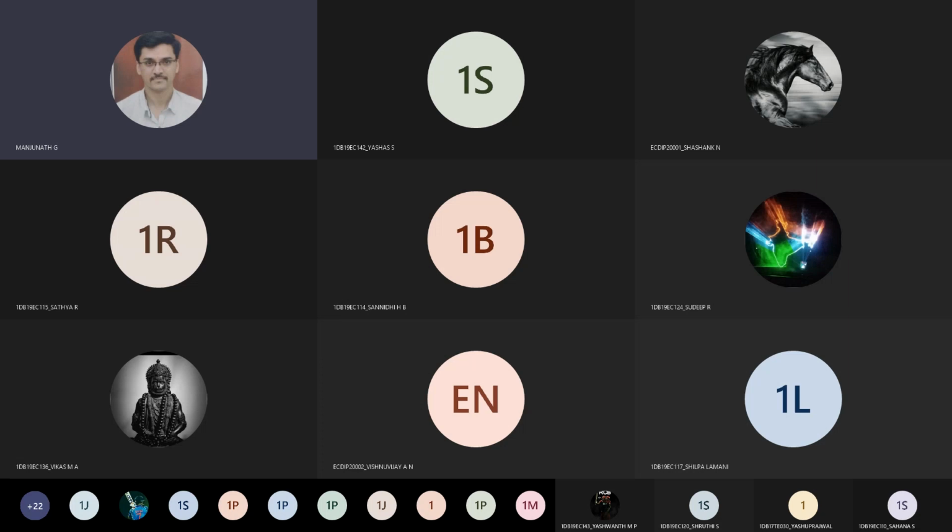If you have finished, you can share your screen, guys. So we'll move on. I have to finish up this block diagram.